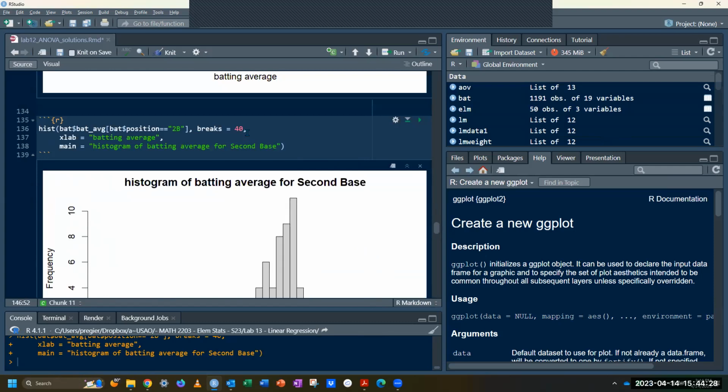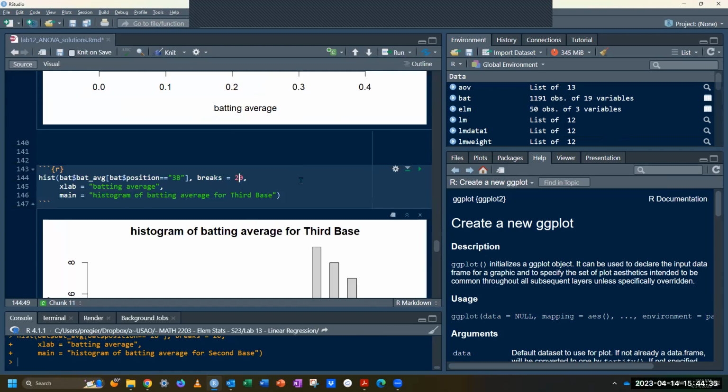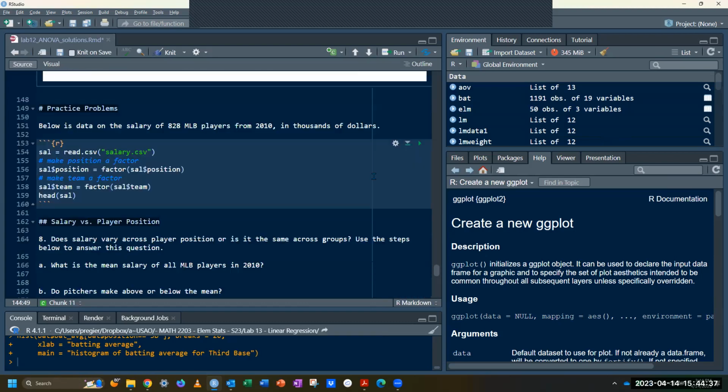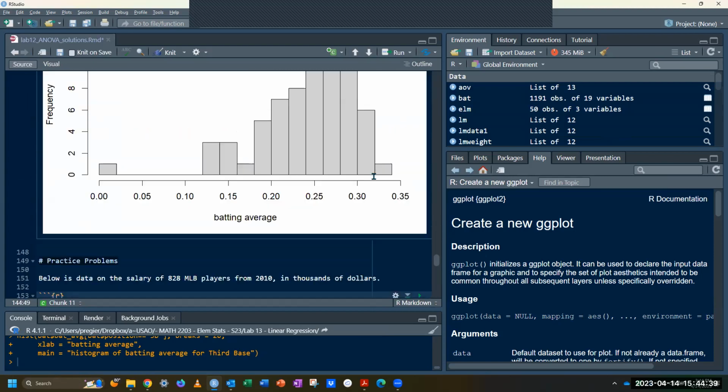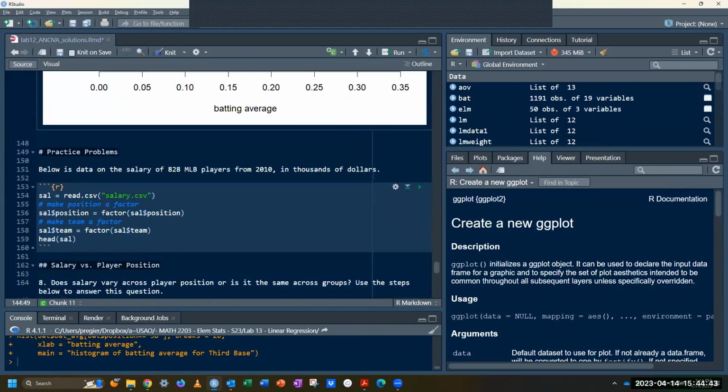And maybe I don't need that many breaks. I could say 20 if I want to get a smoother graph. Yeah, there you go. Very good. So assumptions, they're always good to look at. But for the sake of this class, let's focus on making sure we have the analysis.